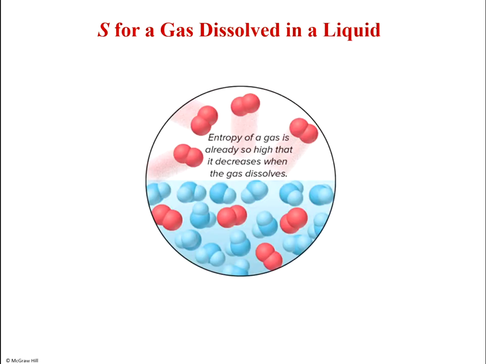For gases dissolving in liquid, the entropy of the gas is already quite high, so when it dissolves in solution, its motions are more restricted, so there are fewer microstates available. The entropy decreases.